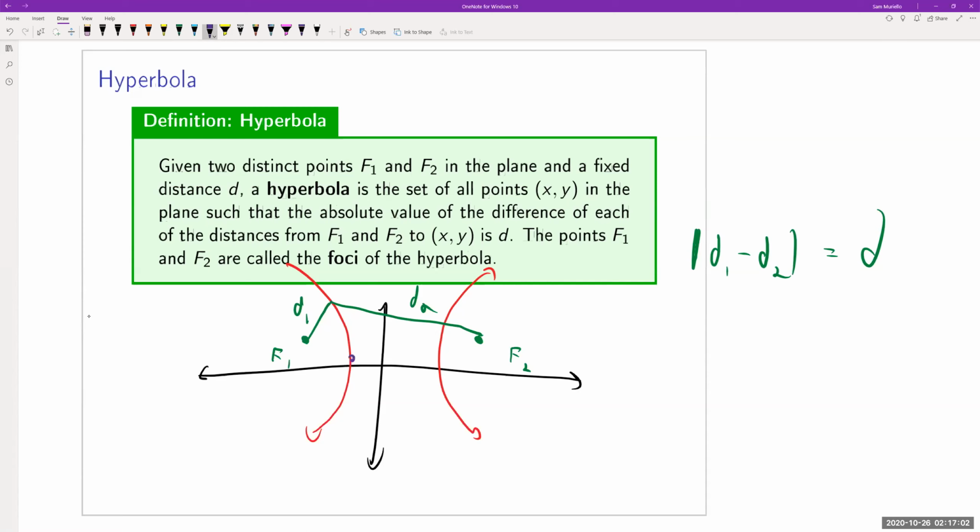We still have the concept of vertices. But in this case, we're going to get some additional pieces. The first thing we're going to get is a transverse axis. We're also going to get this piece in the middle, which we'll call the center. We also will get something which is called a conjugate axis. And we'll see how the conjugate axis arises in just a moment. For now, let's take a look at the equation.